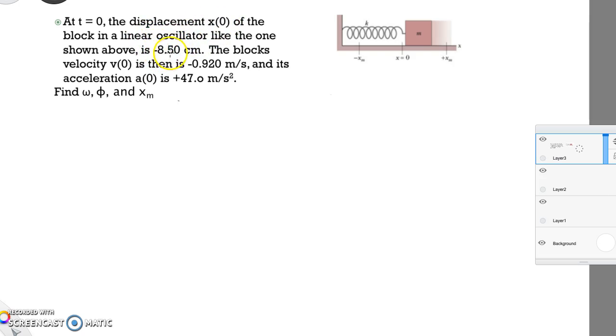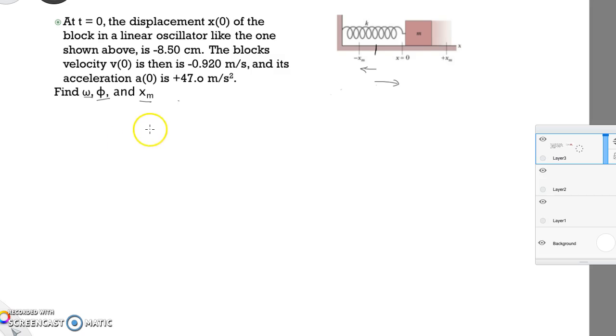of negative 8.5 centimeters. So at t equals 0, our position is right here. Okay. And the velocity is negative 0.92, which means we're moving that way. Okay. And the acceleration is pushing that way with a strength of 47 meters per second squared. And so we're asked to find omega, phi, and x sub m, or the amplitude.